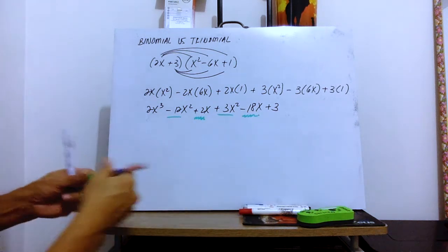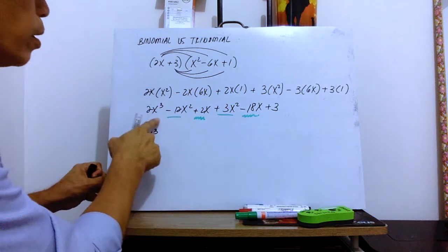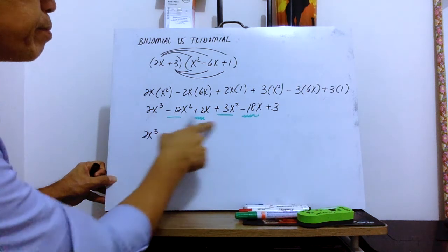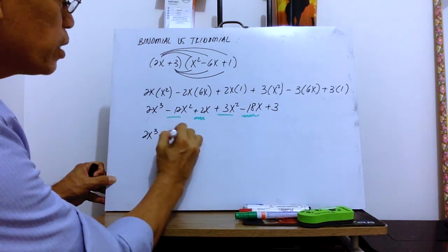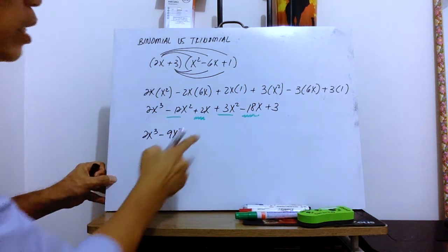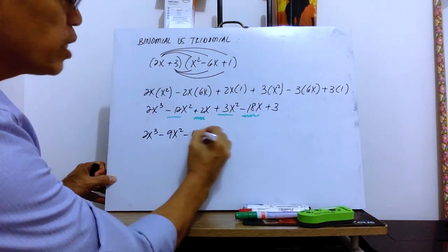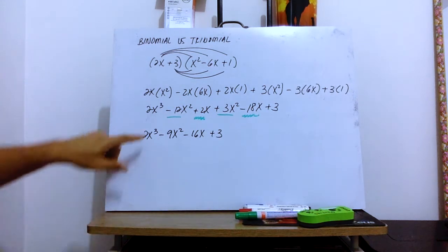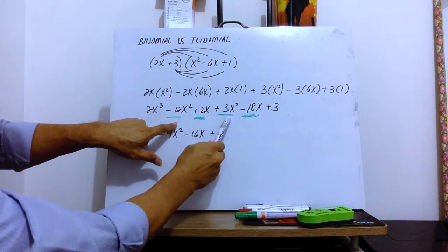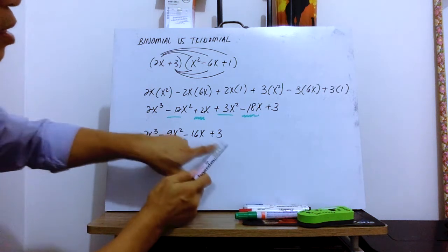There. So that becomes 2x cubed. This one: negative 12, positive 3, that's negative 9x squared. And then 2x, negative 18, that's negative 16x plus 3. All right, 2x cubed, negative 9x squared, negative 16x plus 3.